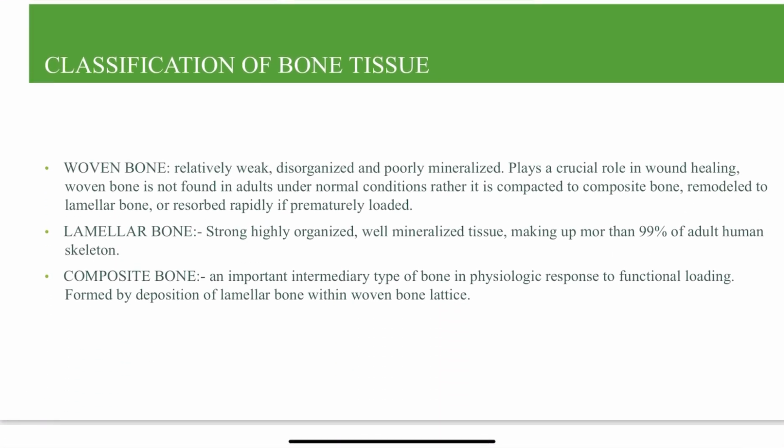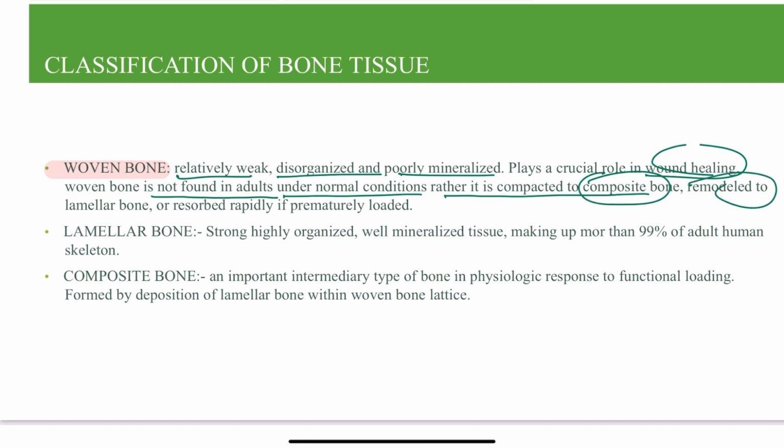Classification of bone tissue. So what are the different types of bone that you would see in a human? So first one is woven bone. This bone is relatively weak, disorganized and poorly mineralized. It plays a crucial role in wound healing. Woven bone is not found in adults under normal conditions. Rather, it is compacted to composite bone, remodeled to lamellar bone, or resorbed rapidly if prematurely loaded.